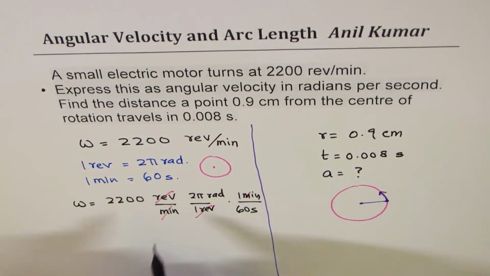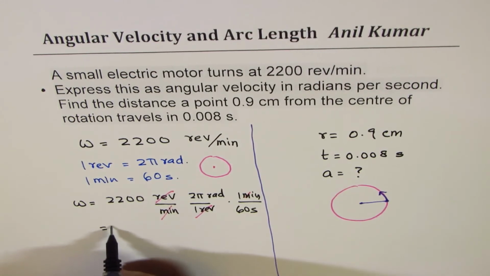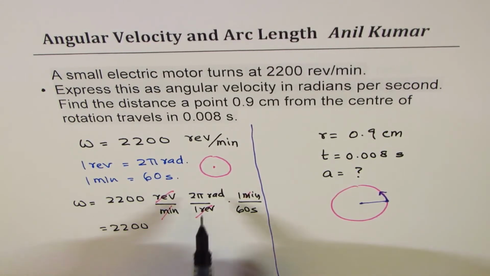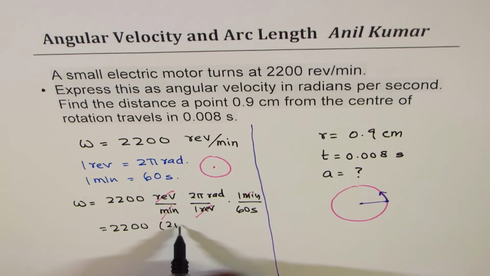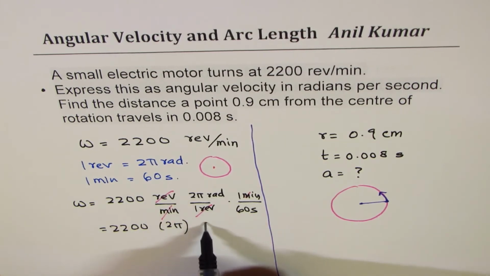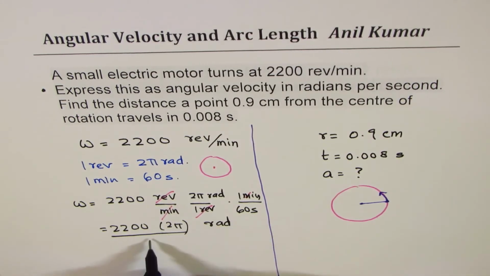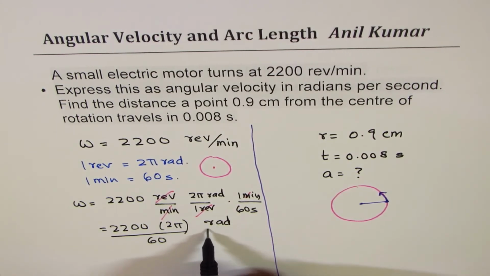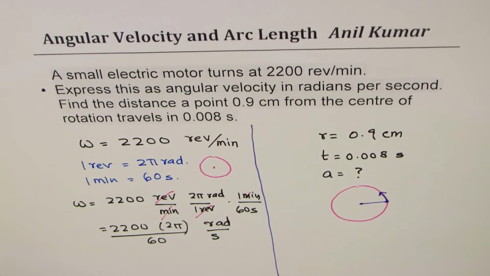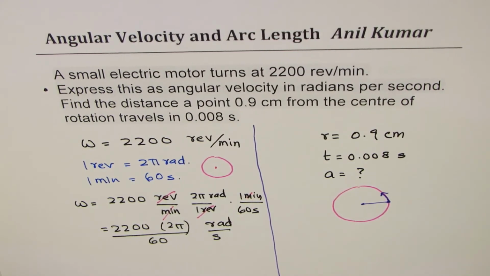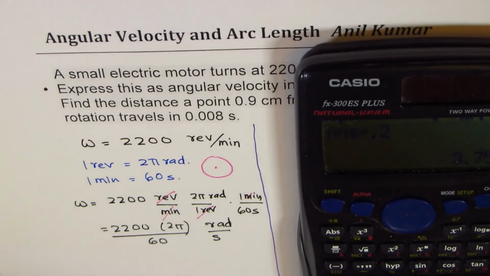So in our formula, we get omega equals 2200. Then we are left with 2 pi here, correct? And the unit is radians. Do you see that? And in the denominator, we have 60 and the unit is seconds. Does it make sense to you? So that is how you're going to do the conversion. Let's do it. Calculate.